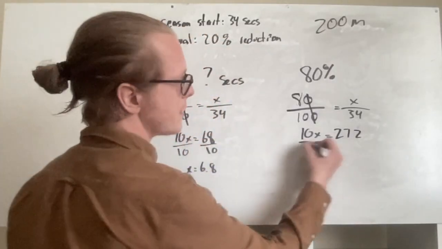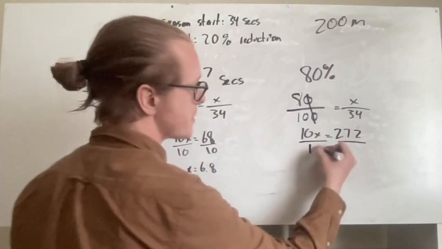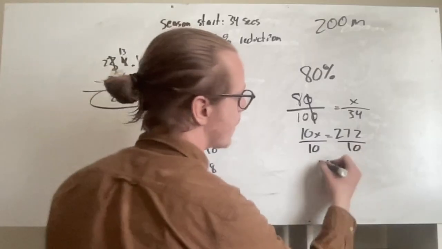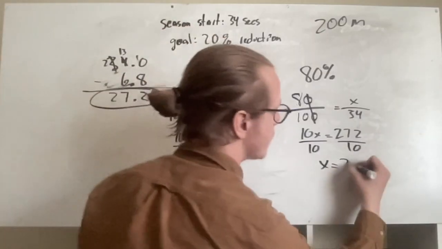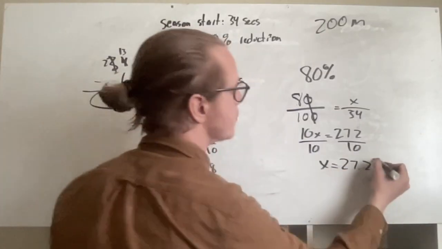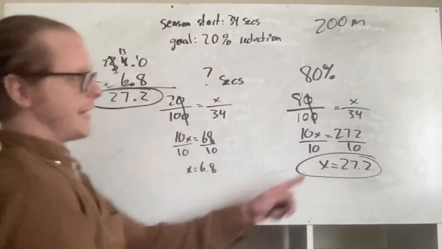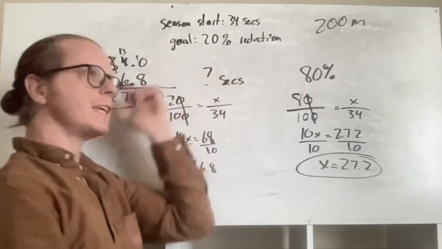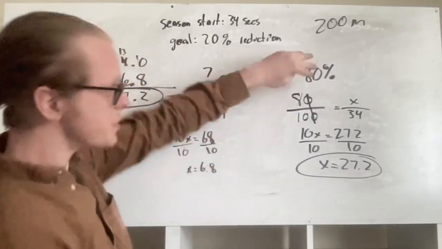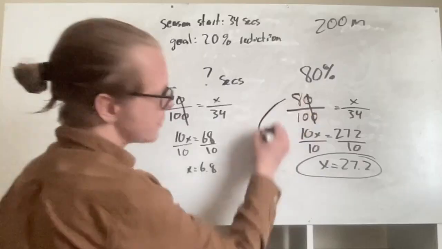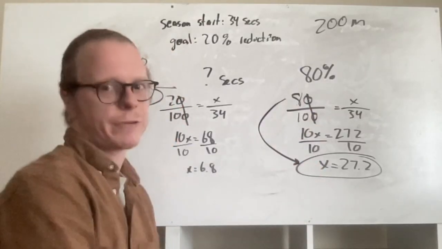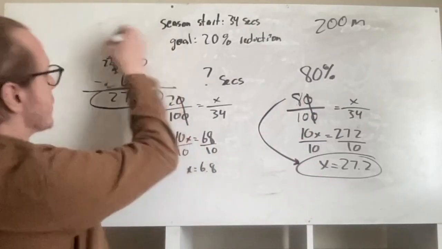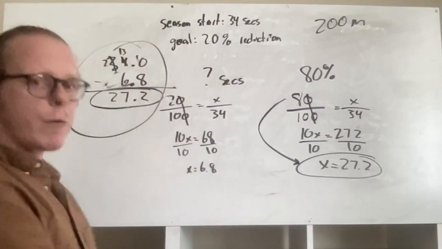Okay? Divide both sides by the coefficient. And we get 27.2. Once again, so notice that when we set it up this way, we say, well, if we had a 20% reduction, that would leave us at 80%. So if we use the 80%, we can solve immediately for the correct answer. We don't have to do this extra step, okay? But either way is totally acceptable.